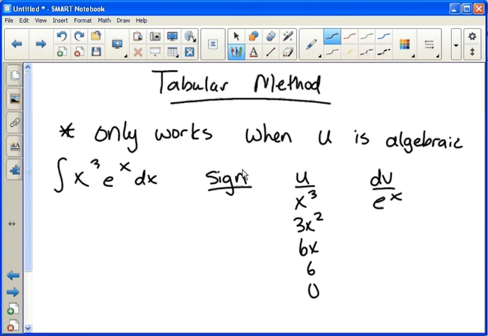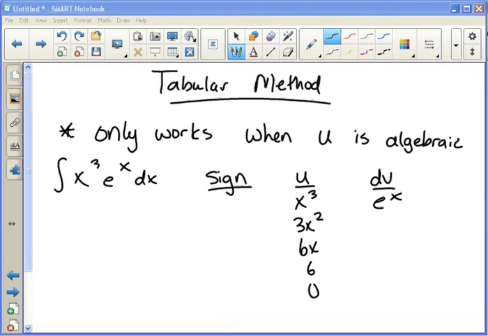Now that's why u has to be algebraic. Because if you think about it, if u was e to the x, for example, you could take the derivative of it forever and it would never go to zero. Or trig is the same way. You could take the derivative of it forever. It would never go to zero. Natural log is the same way. The only thing that will take the derivative and eventually end up zero are algebraic or polynomial terms.